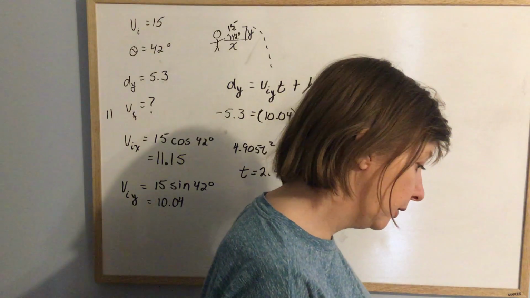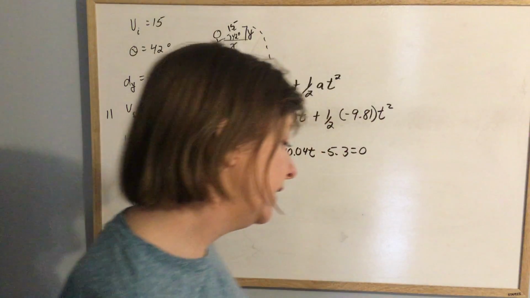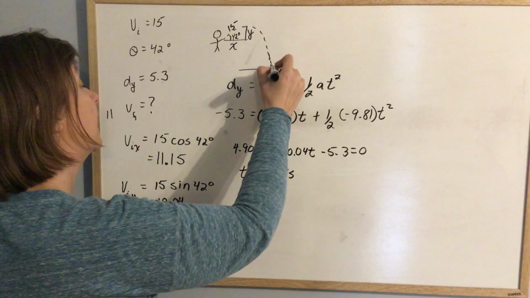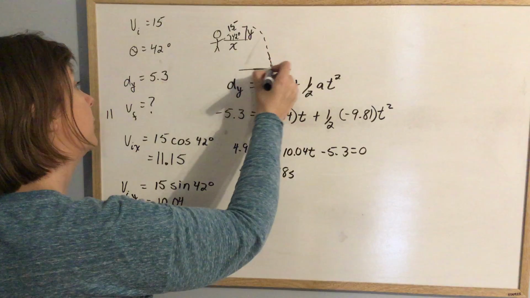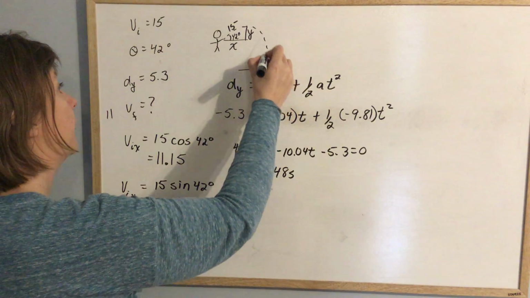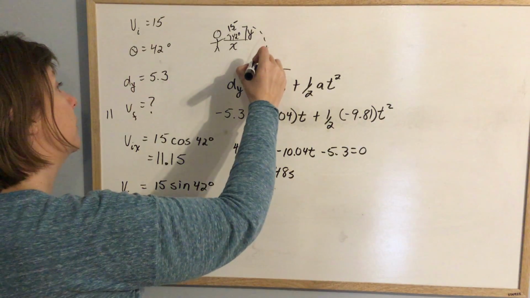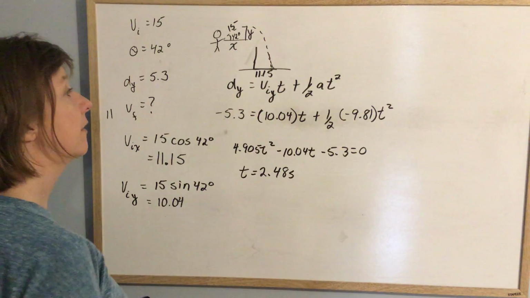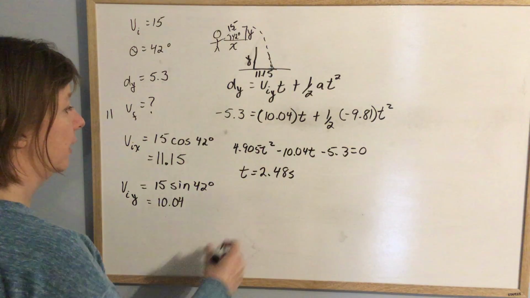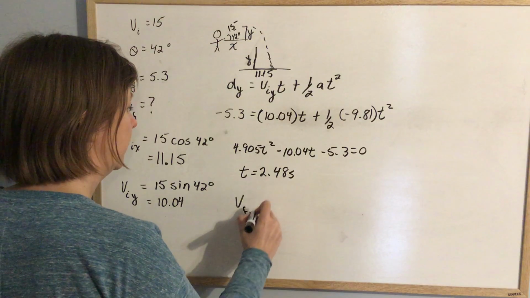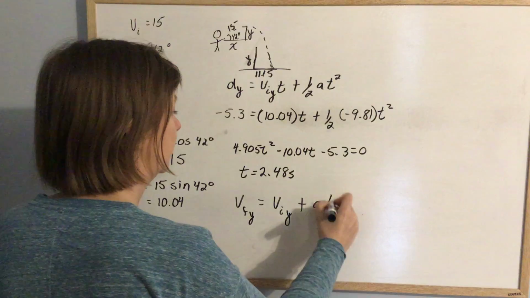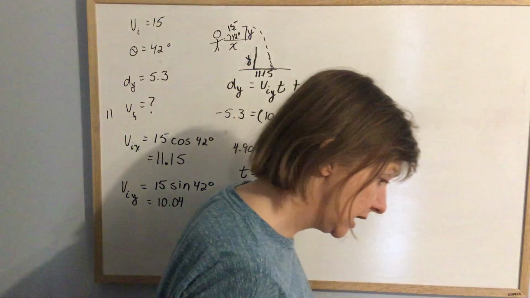So if I knew that, what I did with that, so again, at the bottom, it's landing at an angle. I already know the velocity in the x direction, it's 11.15. But what I don't know is the final velocity in the y direction, so I need to figure that out. So final velocity in the y direction is equal to initial velocity in the y direction plus acceleration times time.